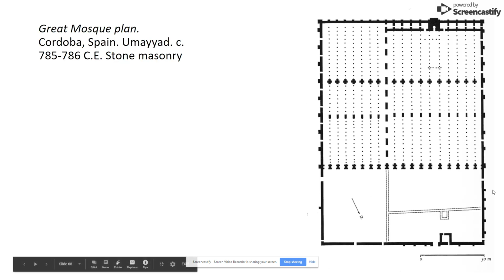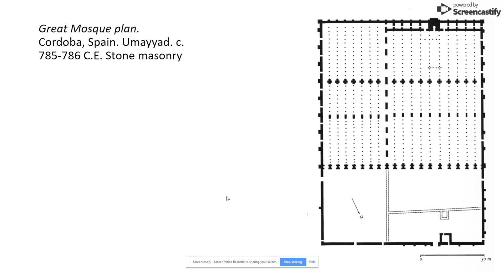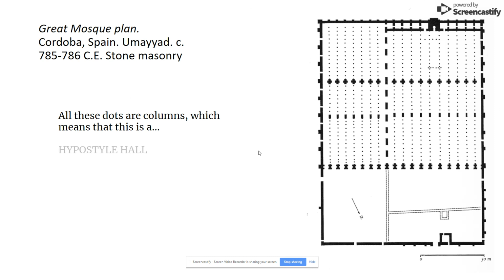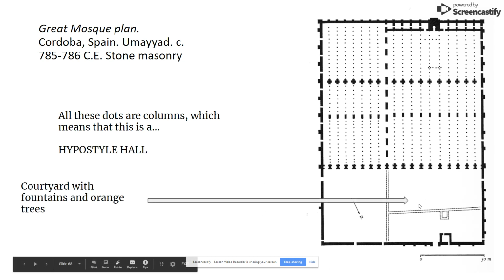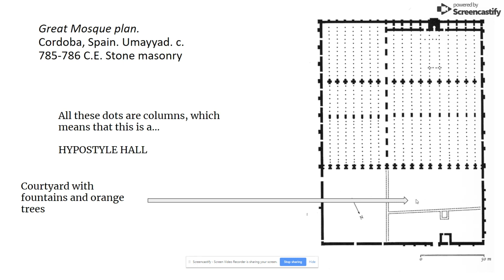So this is the plan of the mosque. Just like we saw the plan of all the other buildings that we've looked at, not exactly a blueprint, but very similar, right? All the dots are columns. So you can see, boy, there are a lot of columns in this interior space, which makes this, of course, a hypostyle hall. You should be able to answer that question. I mentioned earlier the courtyard. The courtyard would have had fountains and orange trees. I think in the image that we saw earlier, it still does have trees. I don't know if the fountains are still there.